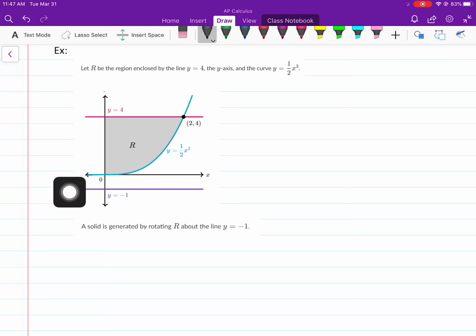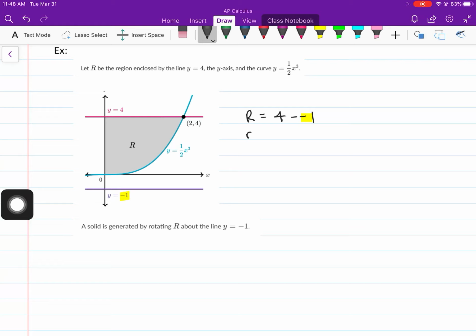So what is our outer radius? What's furthest from this horizontal line? The furthest is y equals 4. So our outer radius is going to be 4 minus -1. I'm just subtracting that -1 because that's going to be our distance from here to here, because we don't want to go to the x-axis anymore. We want to use the radius as the distance from here to there.